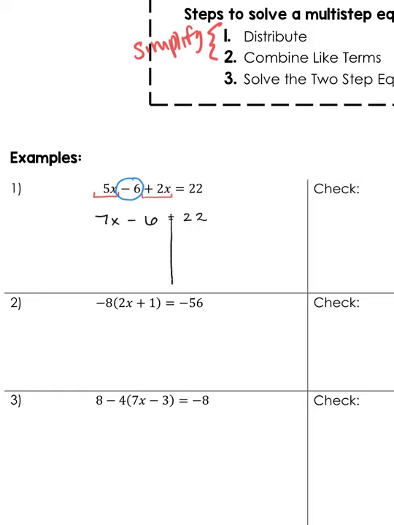Now that my equation has been simplified, this is just a two-step equation. So I will add 6 to both sides, and then 7x equals 28, divide by 7 on both sides, and x equals 4.